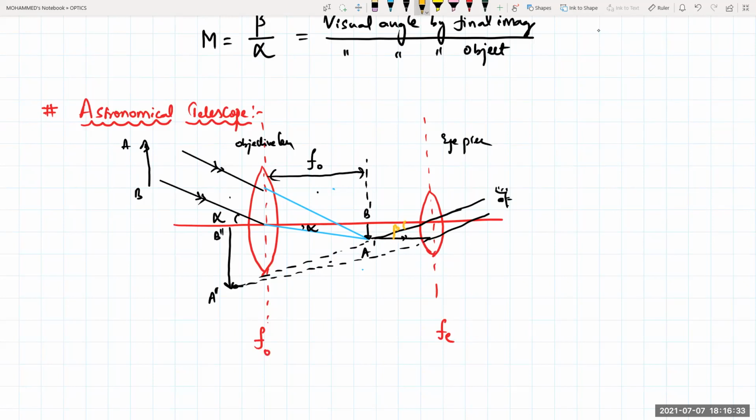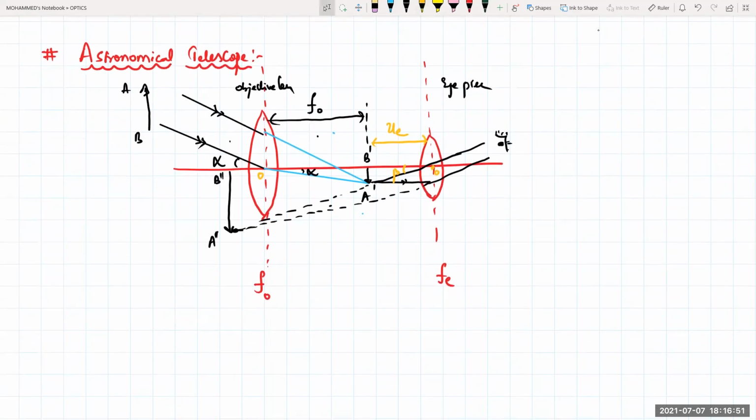Now the image formed by the objective will act as the object for the eyepiece. This is the center for this one, O, and this is the center for this one, O. Is that clear? So A dash is like the object for the eyepiece. The image of the objective will be the object for the eyepiece.